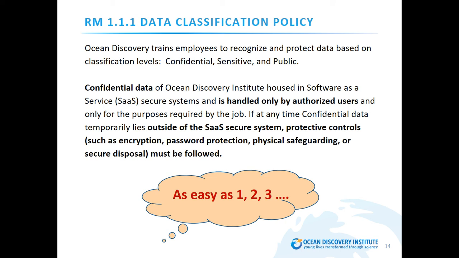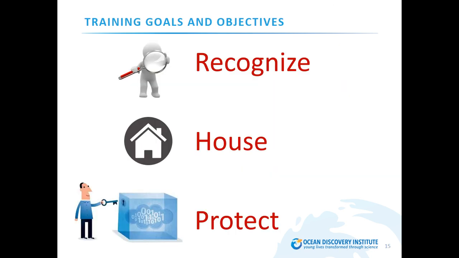Any time that confidential data lies outside of the software as a service system, you must take protective controls. These controls can include encryption, password protection, physical safeguarding, or secure disposal. Protecting data is easy as 1, 2, 3. You must learn to: 1. Recognize the data classification. 2. House confidential data in a software as a service system like Data Propeller or Razor's Edge. 3. Protect it if it ever lies outside of these databases.